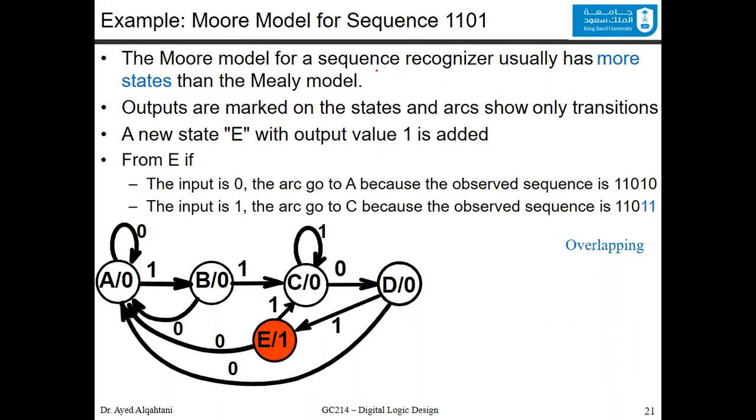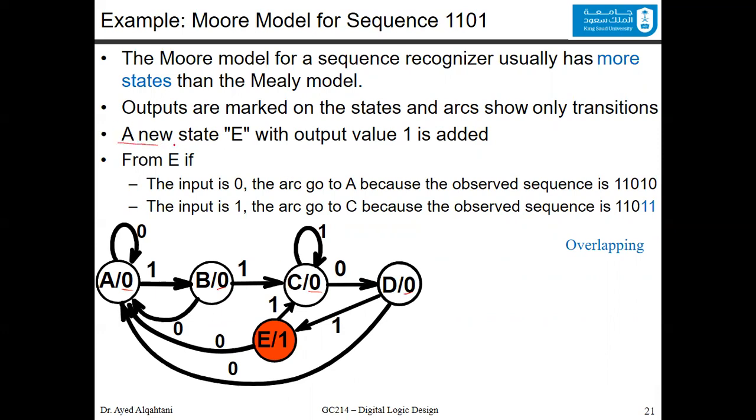The Moore model for a sequence synchronizer usually has more states than the Mealy model. The outputs are marked on the states. So you take the outputs from all the arcs and you put them inside the states. As you can see here, state A has the output 0, B has the output 0, also C and D. And you can see here, none of the states A, B, C, and D have the output equal to 1. Outputs are marked on the states, and arcs show only the transitions when a certain input happens.